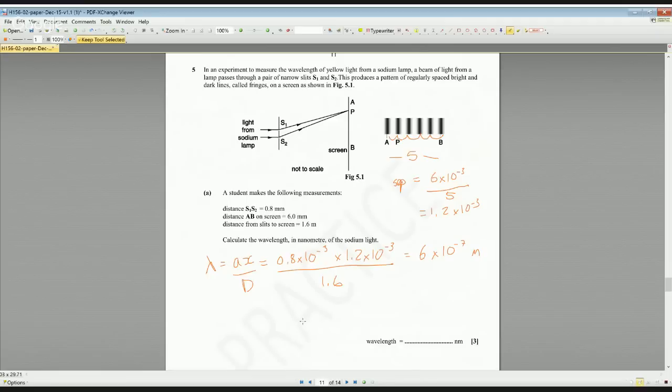It wants our answer in nanometers. Don't throw away a silly mark by not converting it. So 6 times 10 to the minus 7, divided by 10 to the minus 9, I'll convert this to nanometers. That gives us 600 nanometers.